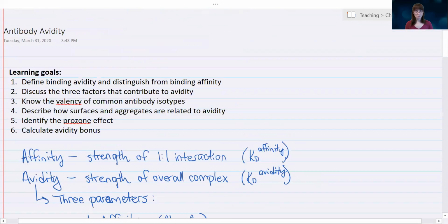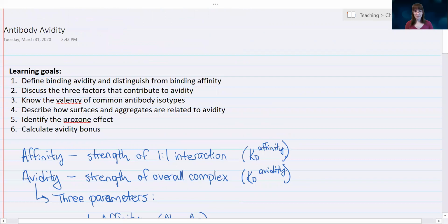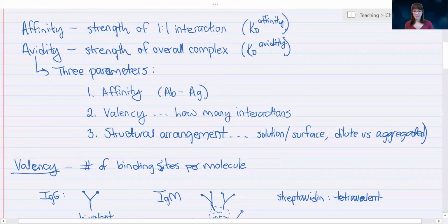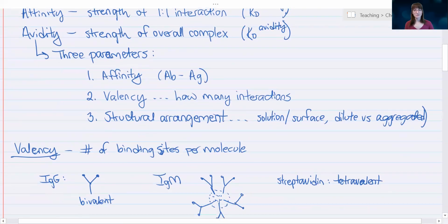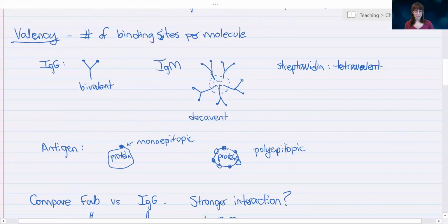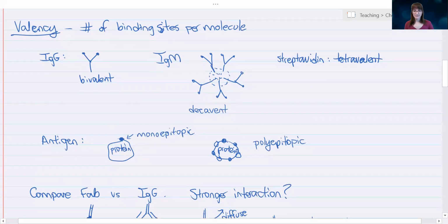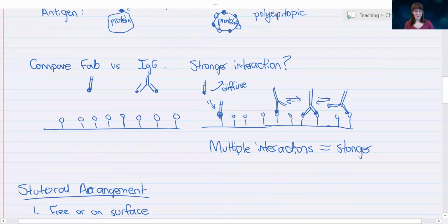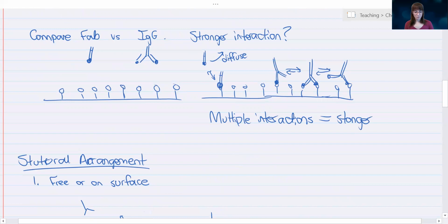Okay, so just briefly, you can look back. Here were the learning goals. We walked all through all of this. So you saw the difference between avidity and affinity. We learned that there's 3 things that guide avidity. We learned what we mean by valency and how that plays out for antibodies and antigens, and what we mean by multivalency causing perhaps a stronger interaction.